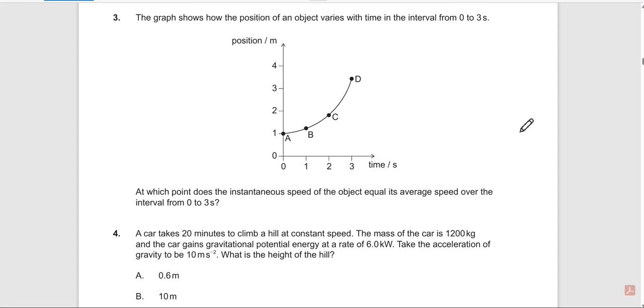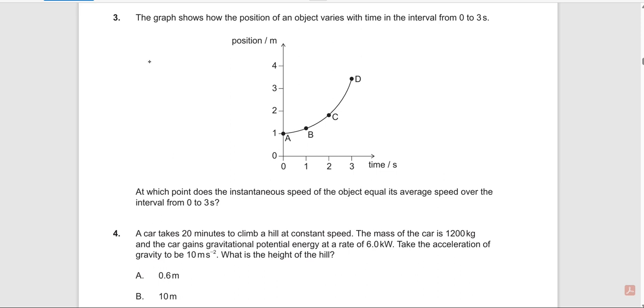Well, question number 3, let us start with this. The graph shows the position of an object varies with time interval from 0 to 3 seconds. At which point does the instantaneous speed of the object equal its average speed over the interval?